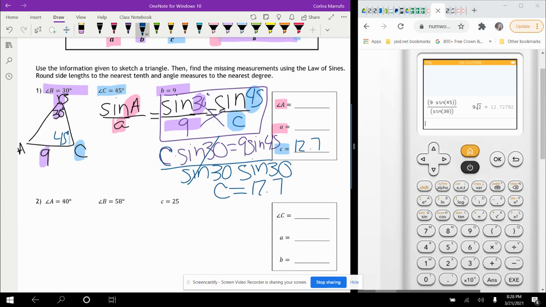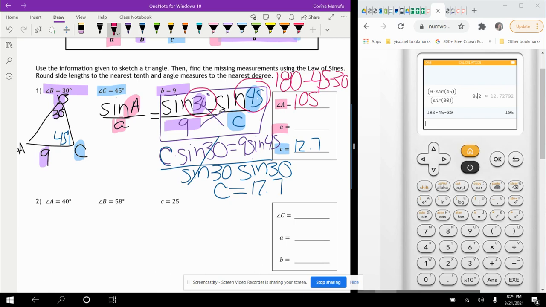Now we are going to have to find either big A or little a first, but in this case, I already know two angles of my triangle, the 30 and the 45. So we need to go back to the rule that we learned that the three angles of a triangle should add up to 180. So that one's going to be pretty simple to find. So we're going to do 180 minus 45 minus 30. So I'm going to do it here on my calculator. 180 minus 45 minus 30. And that gives me 105. So that means angle A is 105.